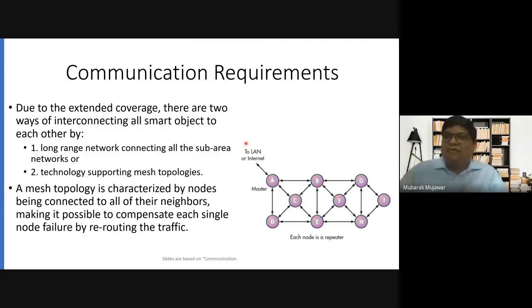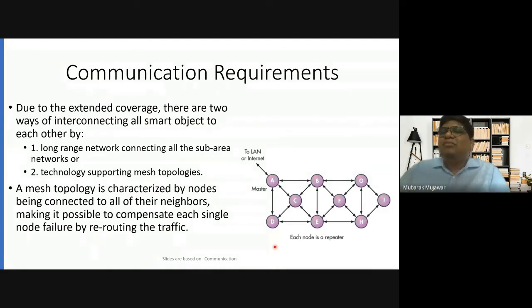We have nodes connected to the internet or to the LAN, and then all these nodes are communicating with each other. So it's a nice mesh which we will create inside our building or inside the premises. So either we can go for long range, which is also possible, or we can go for mesh topology. The good thing about mesh topology is that if one of the nodes is faulty, or if something happens at one of the nodes, then the communication can occur through other channels or other nodes. So it can reroute the traffic. So if one of the nodes fails, then we can have the traffic rerouted to other nodes. So that is a good thing.